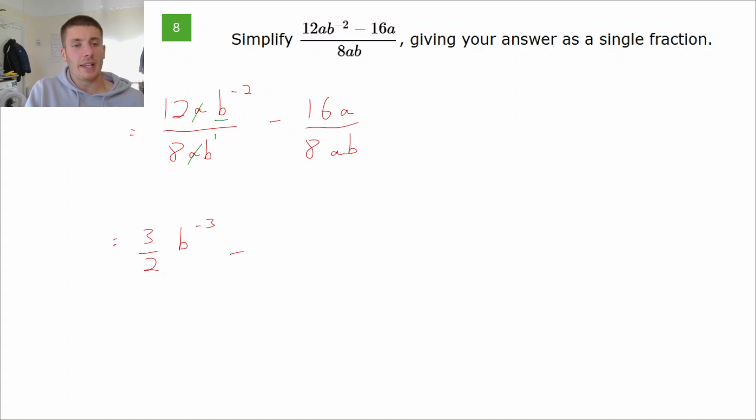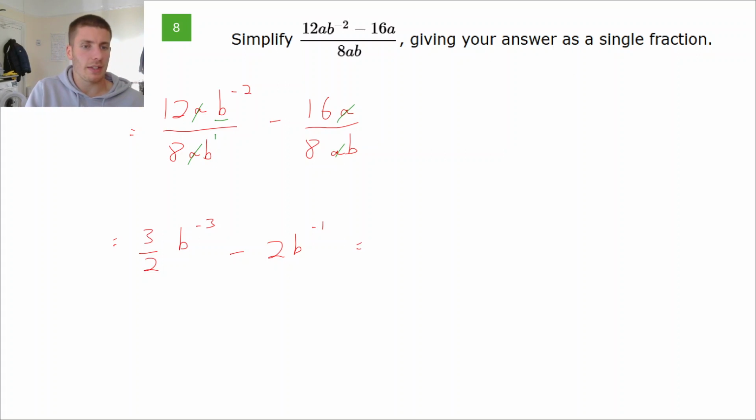We're taking away 16 divided by 8, which is going to give me 2. And again, those a's are going to cancel, so they go. And it's going to be over b. And over b I can write the same thing as b to the power of negative 1. But I've got to write this as a single fraction, so I'm going to write this a little bit differently again.